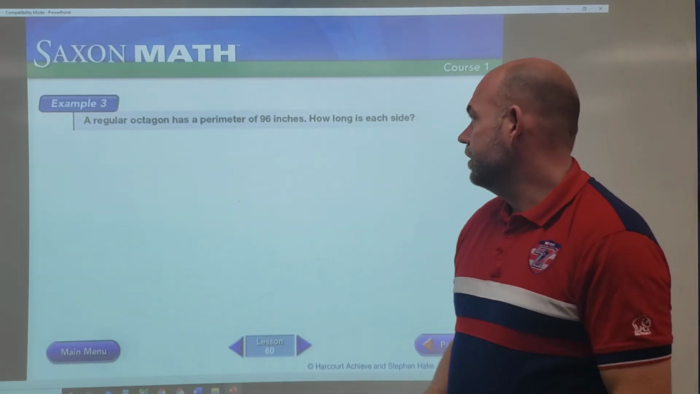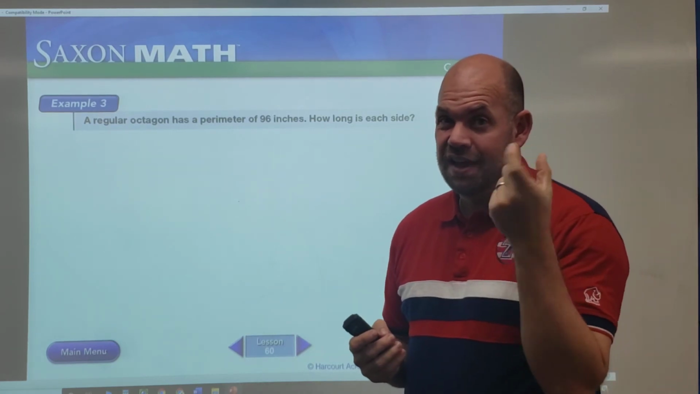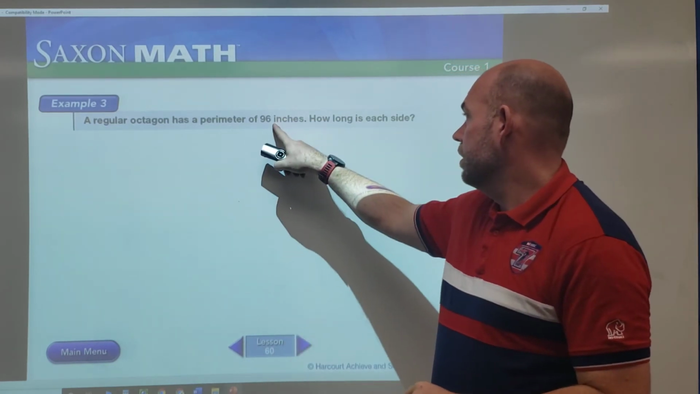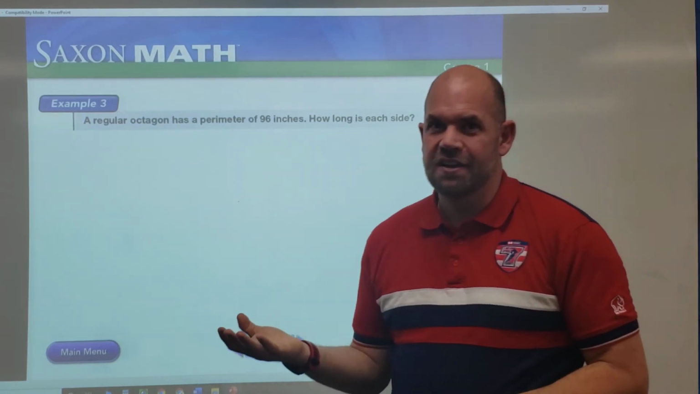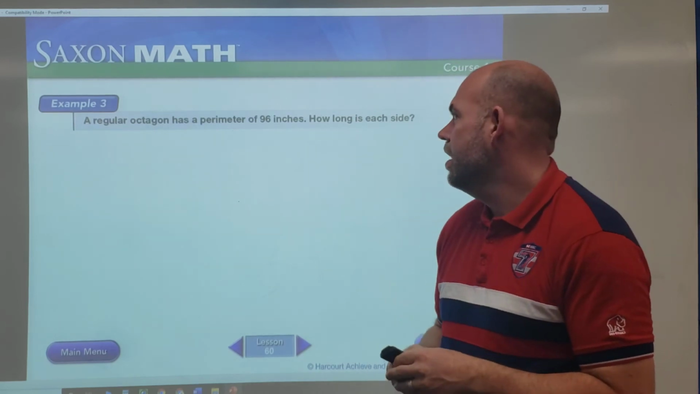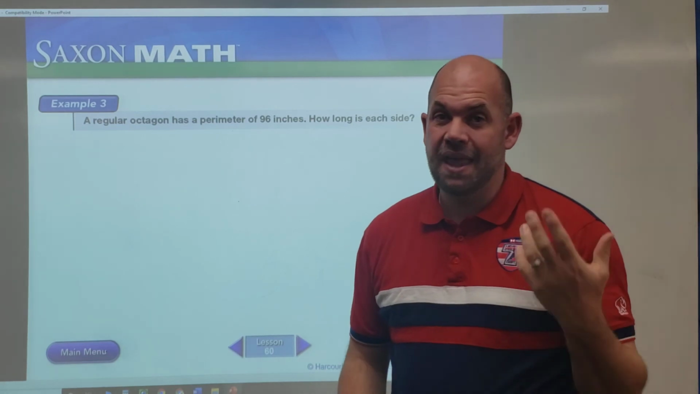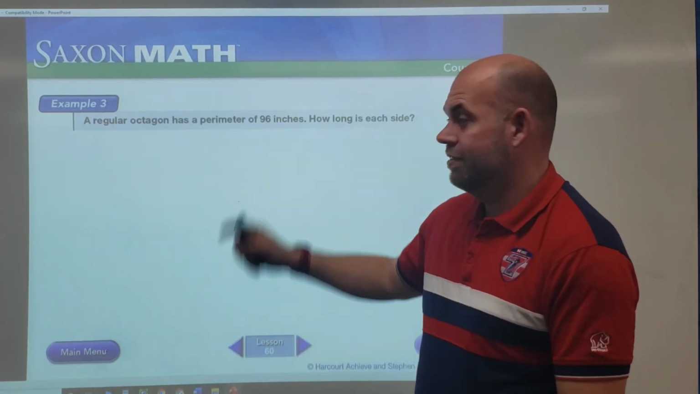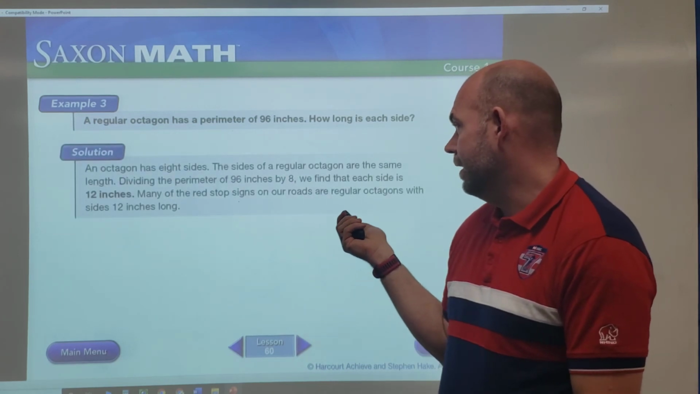A regular octagon has a perimeter of 96, so regular means all the lengths are exactly the same. So if it's a perimeter of 96, how much is each side? First we have to think how many sides are in an octagon. Well, that's 8, just like an octopus has 8 legs. So if 96 is the total perimeter, we just have to divide that by 8 sides. So 96 divided by 8 is going to be 12 inches, 12 inches per side.